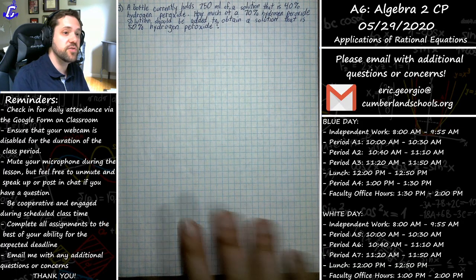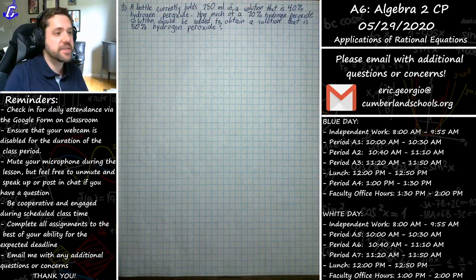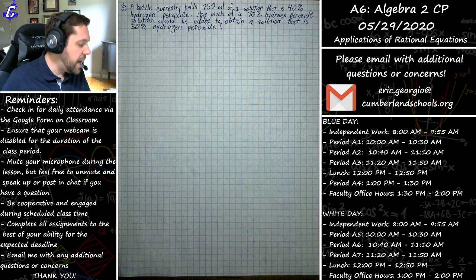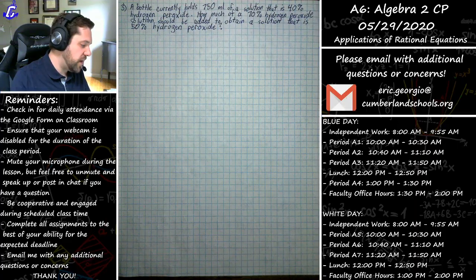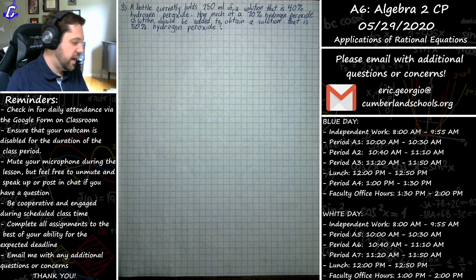All right, this is a solution and mixture problem. It states, a bottle currently holds 750 milliliters of a solution that is 40% hydrogen peroxide. How much of a 70% hydrogen peroxide solution should be added to obtain a solution that is 50% hydrogen peroxide?